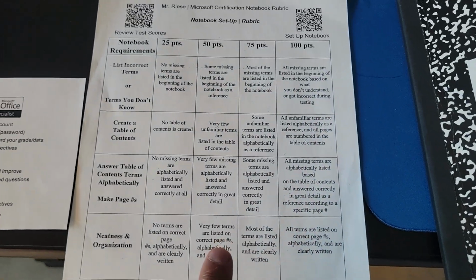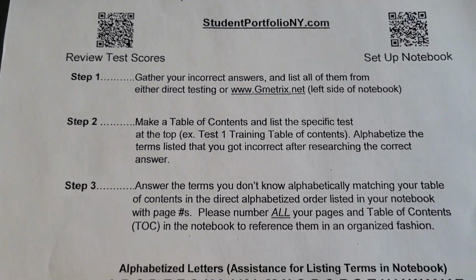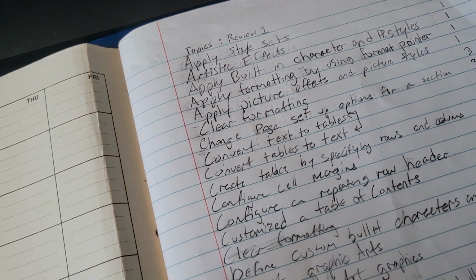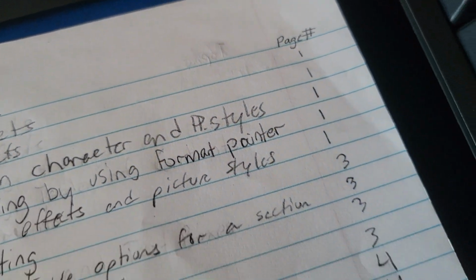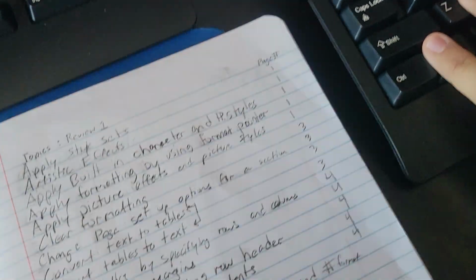This here's the rubric for your notebook, and these are the steps for setting up your notebook along with the alphabet. The reason the alphabet is there is because you're going to alphabetize terms, and you're going to make a table of contents that's page numbered, like this. All right, here's how we do this. How do we get these answers here?